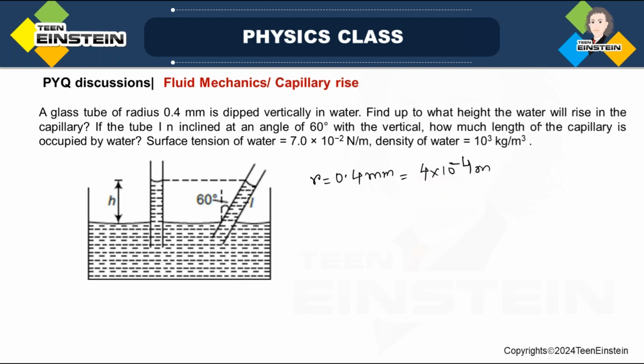Find up to what height the water will rise in the capillary. That means the capillary rise formula. And here also you don't have to consider the liquid contained in the meniscus. So you have to find out what is the height.